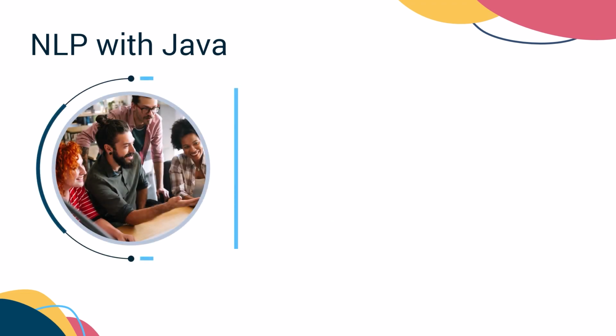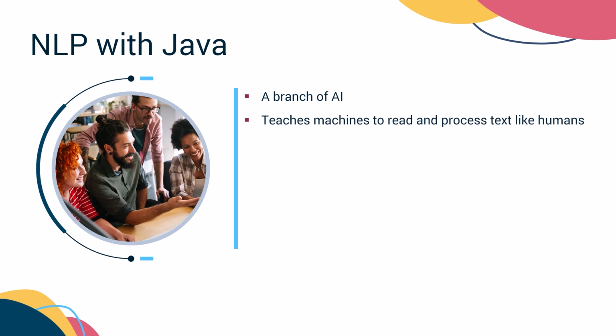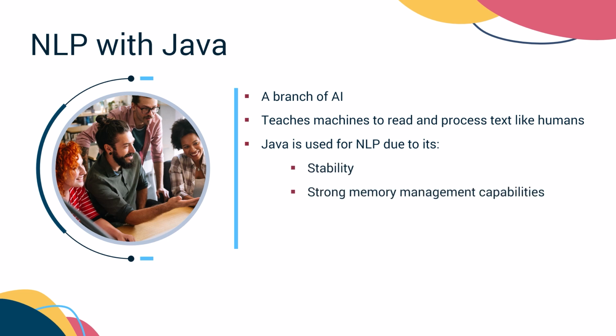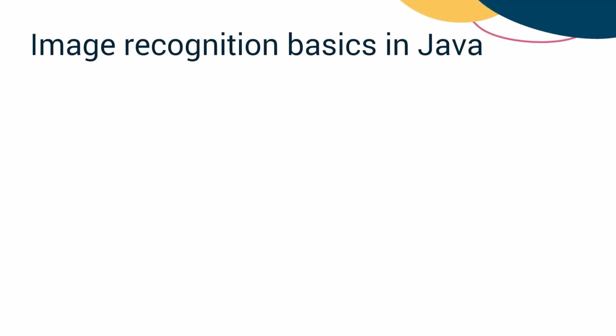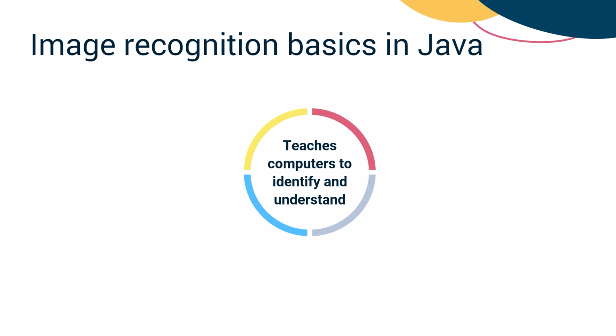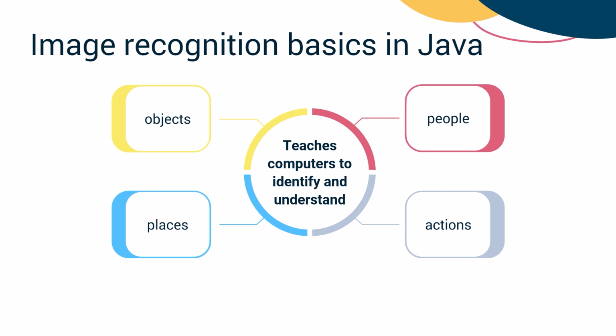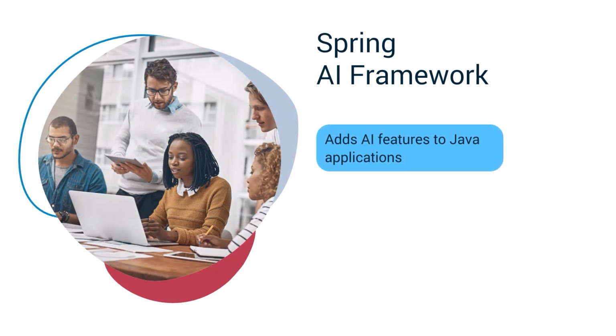You also learned that natural language processing, or NLP, is a branch of AI that teaches machines to read and process text like humans. Java is used for NLP due to its stability, strong memory management capabilities, powerful NLP libraries, and seamless integration with big data technologies. Similarly, image recognition teaches computers to identify and understand objects, people, places, and actions in digital images. Adding AI features to Java applications can be done using Spring AI, which does not require AI expertise.